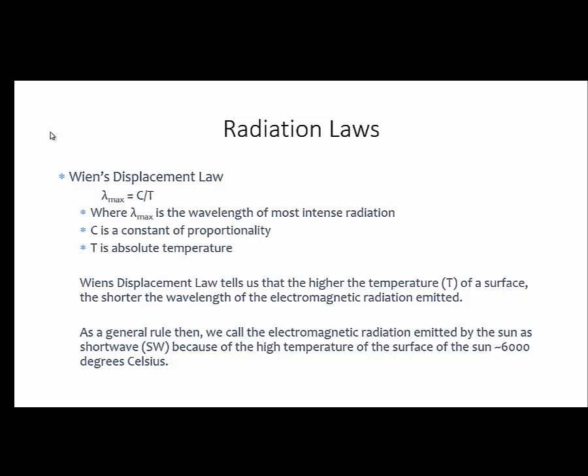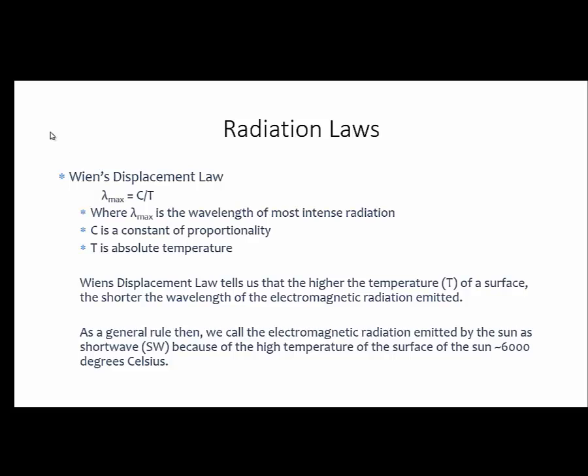Wien's displacement law is what tells us what wavelength is going to be produced by an emitting body. So let me back up a little bit. Everything above absolute zero puts out electromagnetic radiation, but the frequency and wavelength of that is totally based on the surface temperature of that emitting body. And that's what Wien's displacement law does.